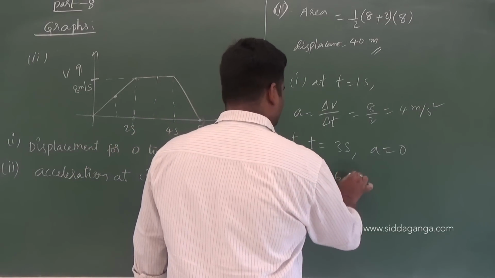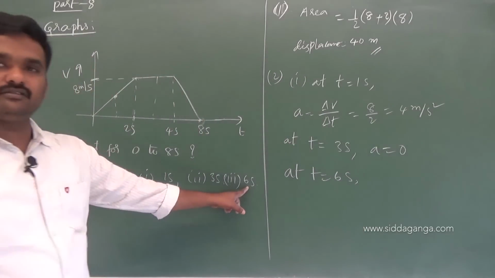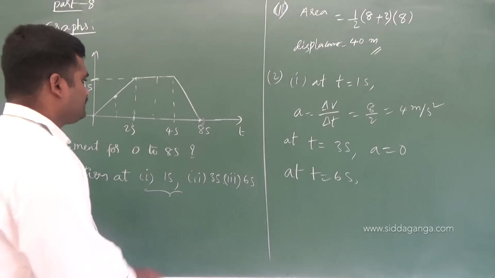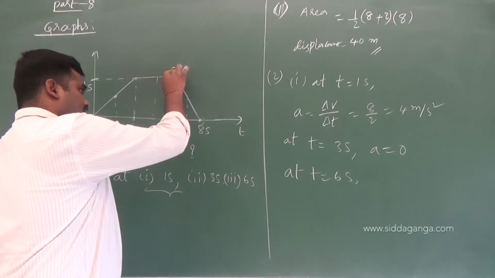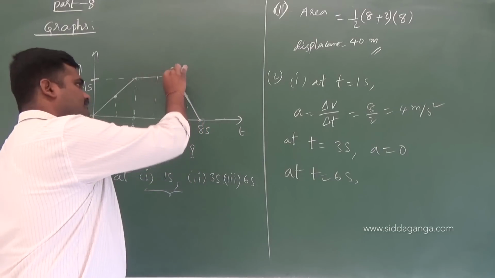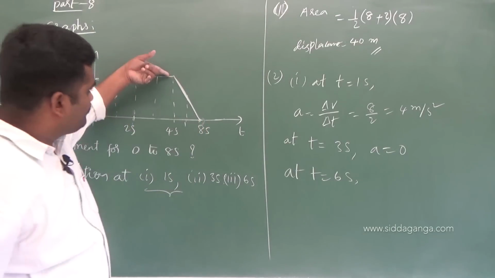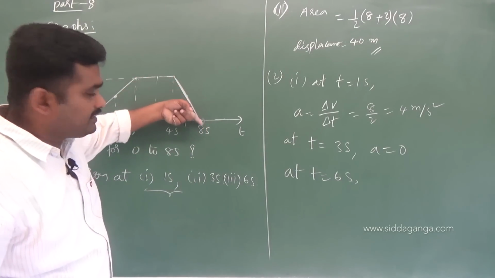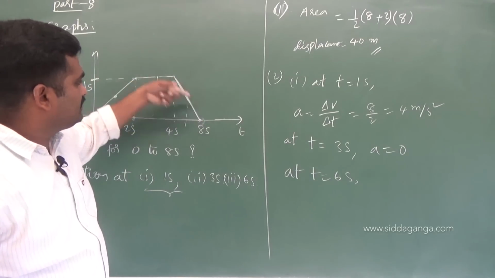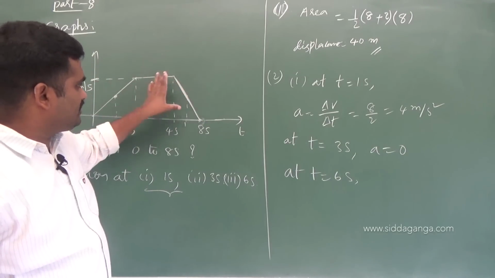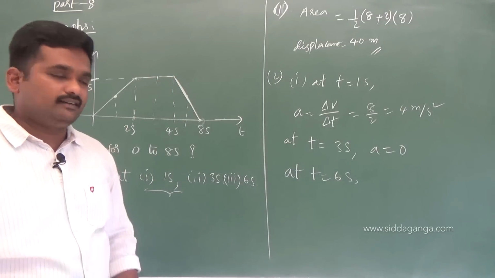At t equals 6 seconds. 6 seconds means somewhere at this point only, no? Once again, how is it? Retardation it is. Retardation means the velocity is decreasing, so the acceleration is in the opposite direction. Velocity is decreasing means what? It is going to be retardation.